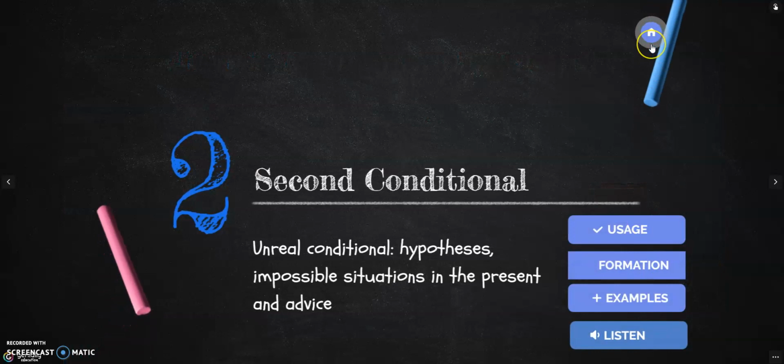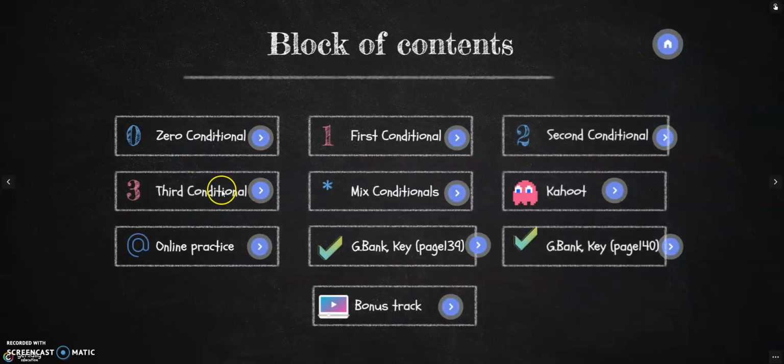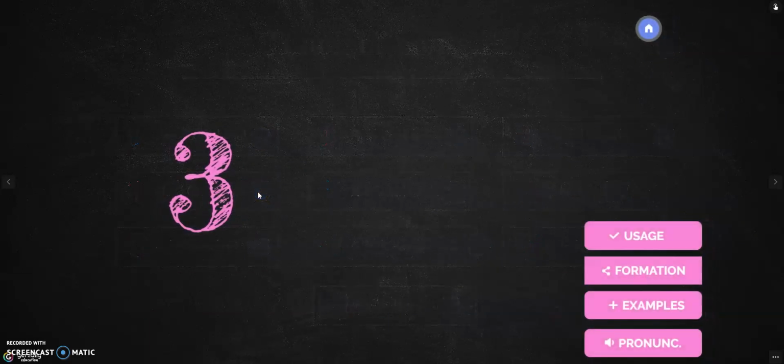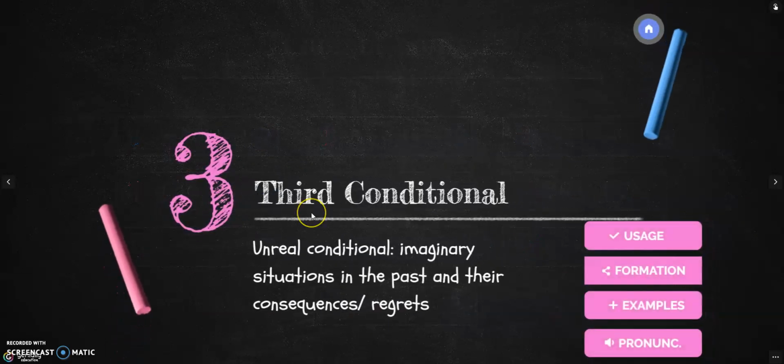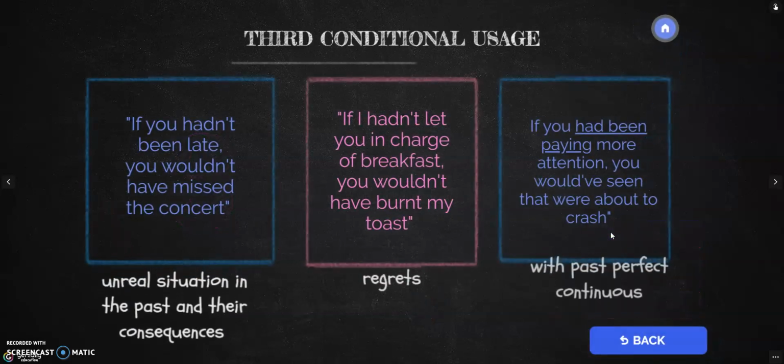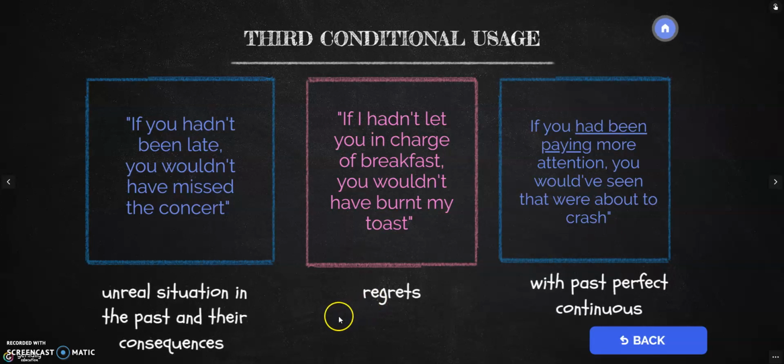Okay, that's all regarding the second conditional. Let's move on to the third now, which is here. And in this case, we are also talking about an unreal conditional, but we use it to talk about imaginary situations in the past, not the present, as in the case of the second conditional, but in the past, and their consequences, and also to express regrets. Okay, let's have a look at some examples so that you can have a clearer idea of what I mean.